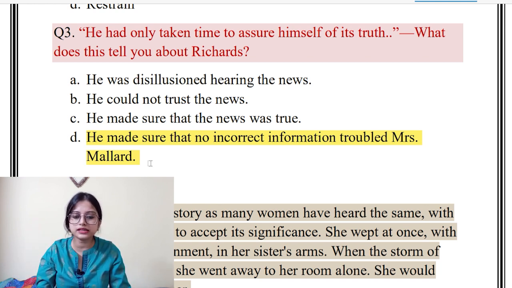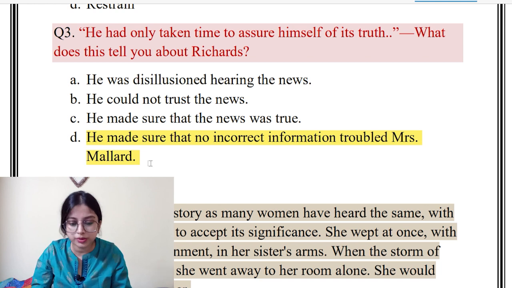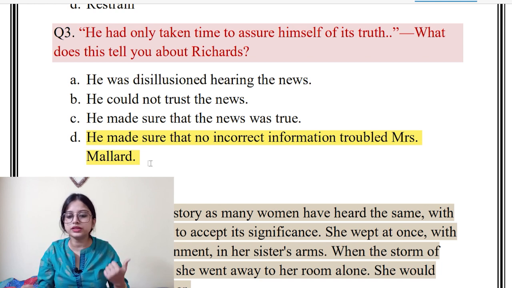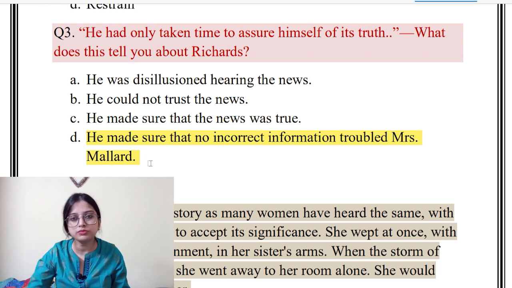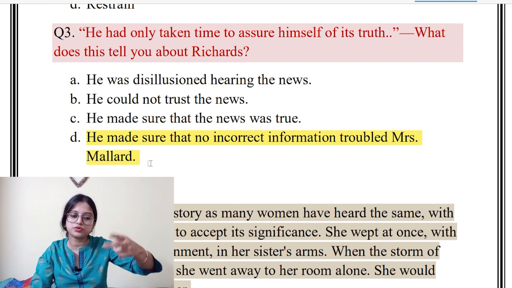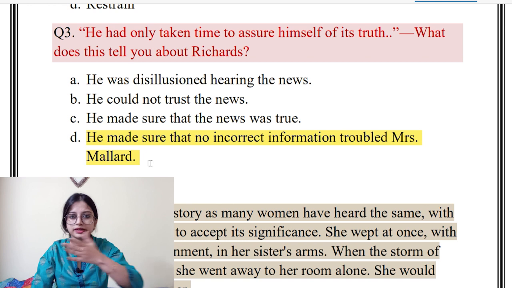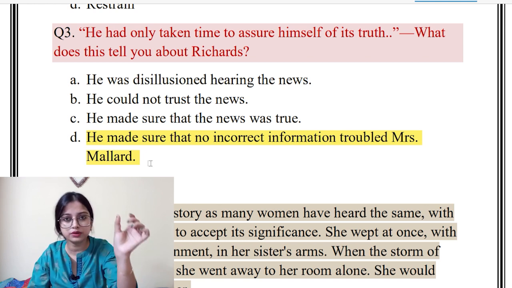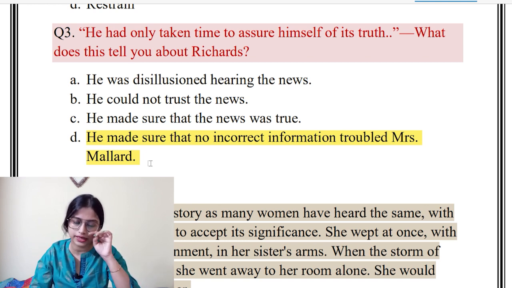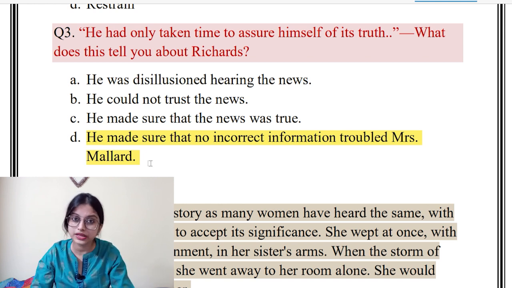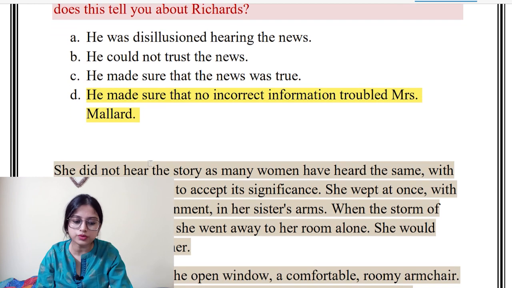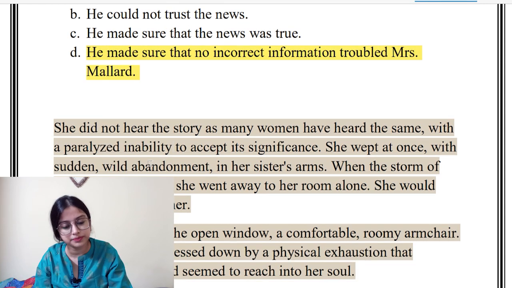So this is what we come to know about Richards, that he is careful whether the information is true or not, because that will cause harm to Mrs. Mallard. You see the last 3 options B, C, D, all are almost correct, but we have to find out the better one. That's why number D is correct, where we are also identifying the reason behind Richards' behavior. Correct. Next, we will move to the next extract.